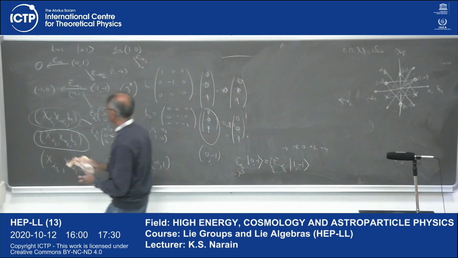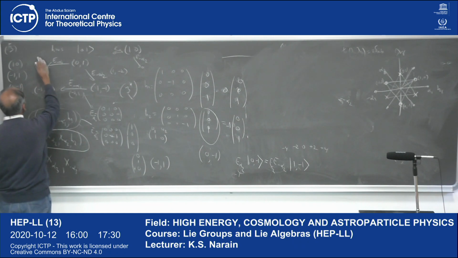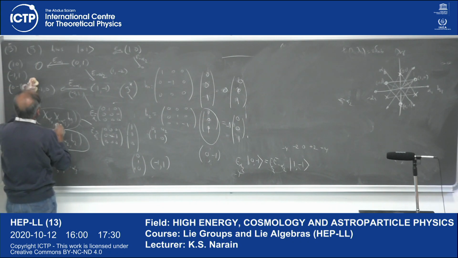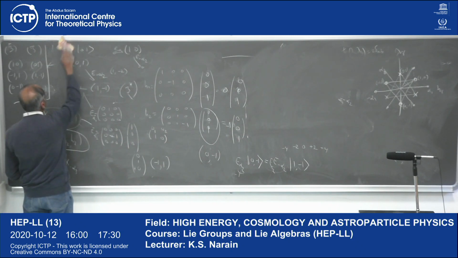Maybe I should note it down somewhere, otherwise we'll forget. For the fundamental representation, the 3 representation, the weights were (1,0), (-1,1), and (0,-1). These were the 3 weights. And for the 3 bar representation, the weights are (0,1), (1,-1), and (-1,0). These were the weights.